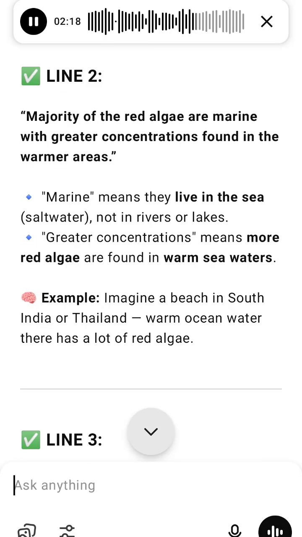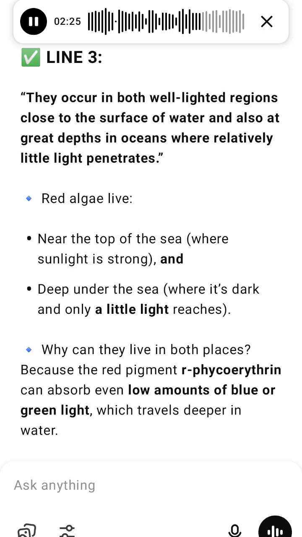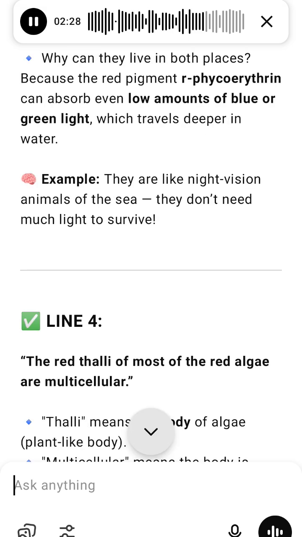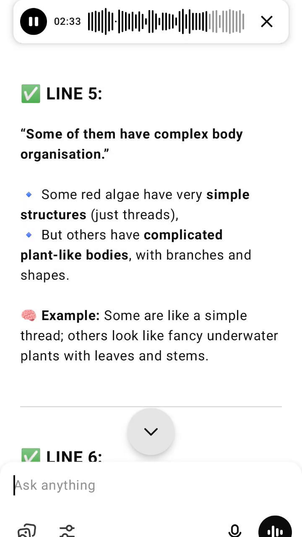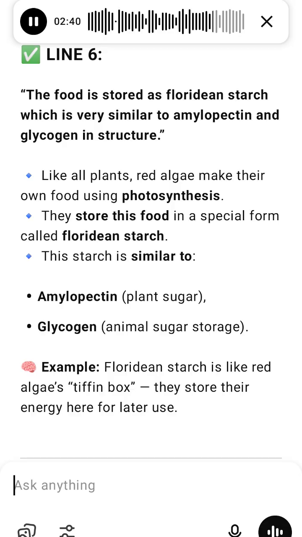What does their body look like? The body of red algae is called a thallus. Most red algae are multicellular, made of many cells. Some have simple body forms, like threads. Others have complex plant-like bodies, with branches. How do they store food? They make food using sunlight, photosynthesis. They store the food as Floridean starch. This type of starch is similar to amylopectin, plant sugar, glycogen.